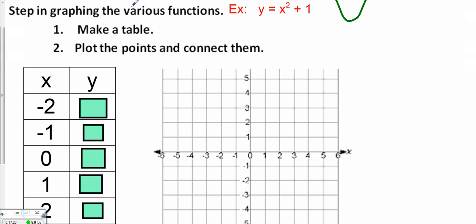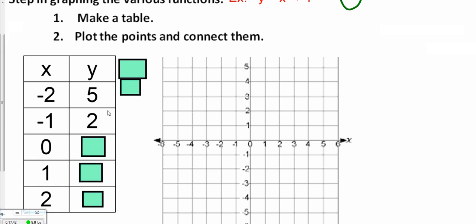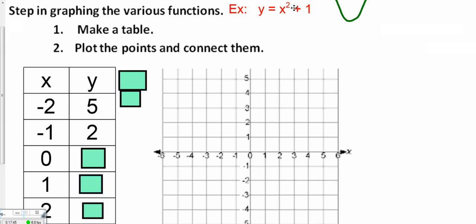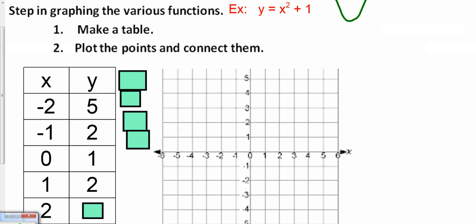So let's plot some points then and actually check them. If I plug in -2 for x, well, -2 squared, so -2 times -2 is 4, plus 1 is 5. If I plug in -1, -1 squared is 1, plus 1 is 2. If I plug in 0, 0 squared is 0, plus 1 is 1. If I plug in 1, 1 squared is 1, plus 1 is 2. And if I plug in 2, 2 squared is 4, plus 1 is 5. So I've got 5 points here.